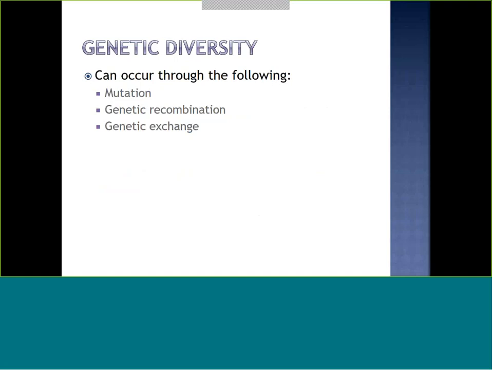They can also have genetic recombination and genetic exchange with other organisms. All of this allows them to adapt to their environment and continue their survival. So that's what we consider genetic diversity. So they can occur through one of those three ways.